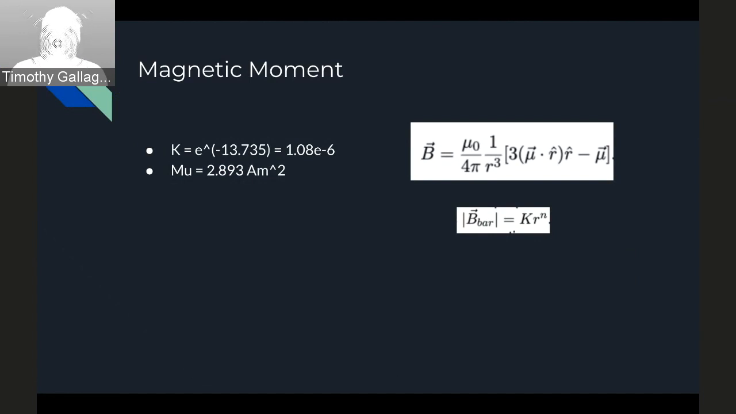When calculating the magnetic moment, we can use the Biot-Savart law. Calculating for K, we obtain 1.08 times 10 to the negative 6th. For this, we can calculate mu to be 2.893 A m squared, and it was done using the Biot-Savart law equation to the right.